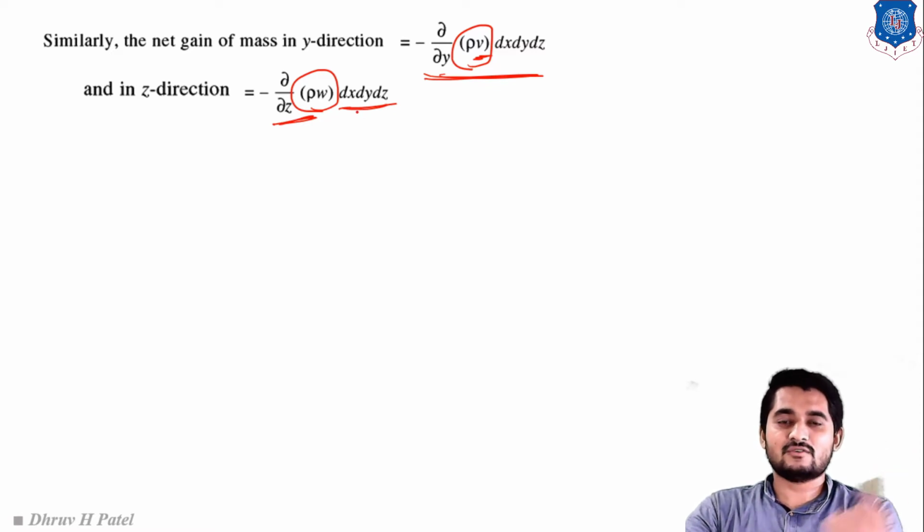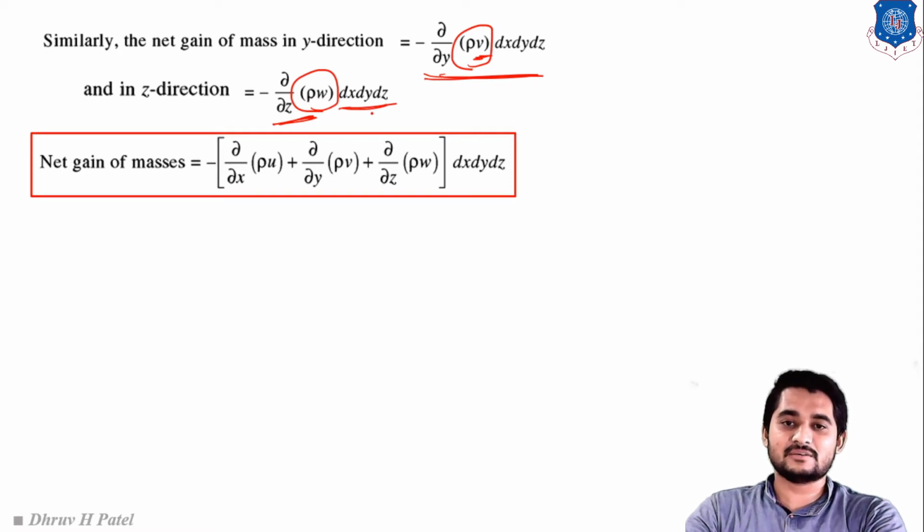Clear? Now we have the mass gain in all three directions. So let us take the total mass gain, that will be the summation of the x direction, y direction and z direction. From the summation let us take dx, dy and dz as constant. So we have to take minus as common. So del by del x rho u from the x direction, del by del y rho v from the y direction, and del by del z rho w from the z direction. That is the net gain in mass in all directions. Clear students? So let us take this as equation number 1.